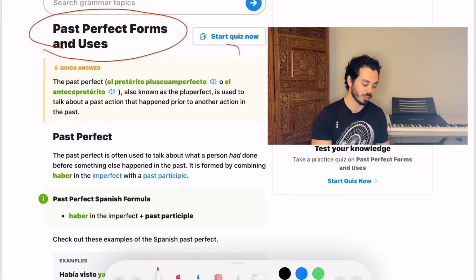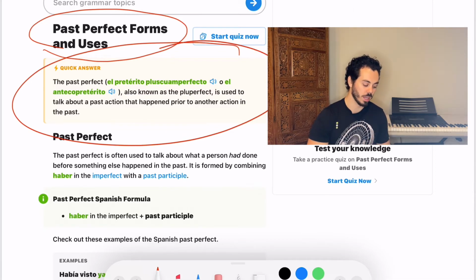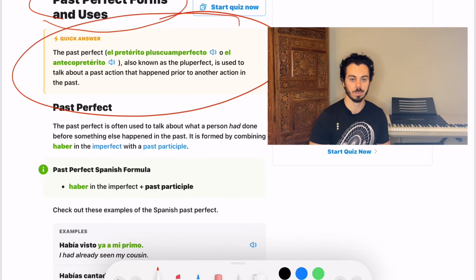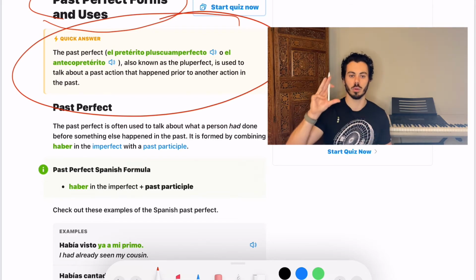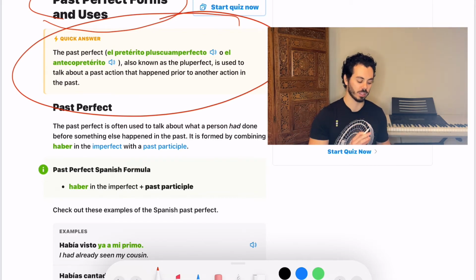But the quick answer for this last one is the past perfect, el pretérito pluscuamperfecto or antecopretérito, also known as the pluperfect, is used to talk about a past action that happened prior to another action in the past. So that's the 90% rule. It happened before another action in the past. Now, you might think, well, that's not a very helpful 90% rule. It is, but honestly, this is a pretty advanced form of speaking because you have to have so many other things right before you can even use this form.